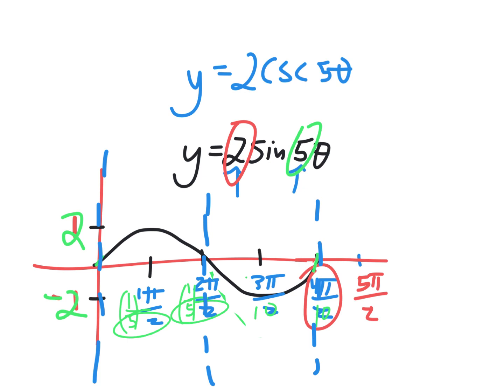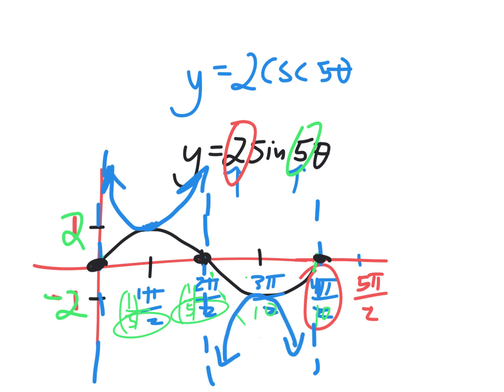Because why? Because cosecant is 1 over sine. And wherever sine was going to hit 0, which is here, and here, and here, then it won't be 0. It'll be 1 over 0, and that doesn't exist, so there's asymptotes there. And the last part of the cosecant graph is you make these little loops like that.